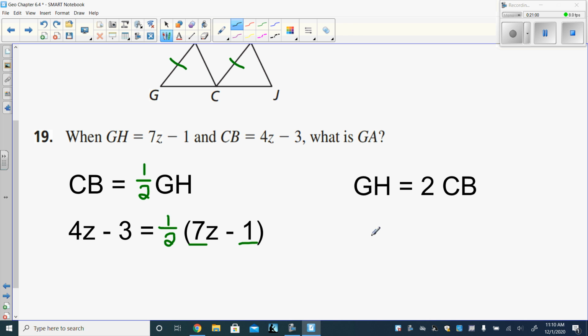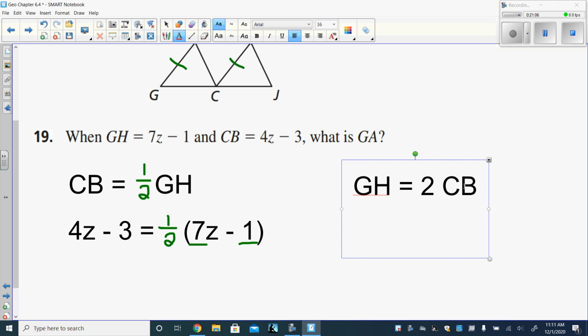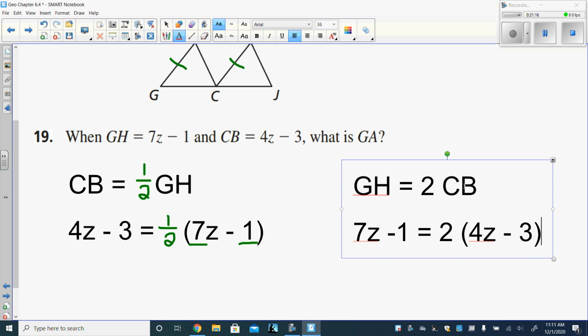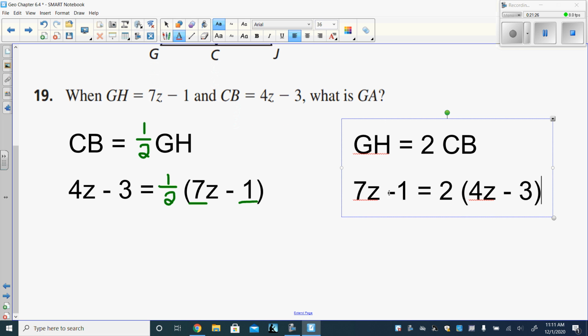Because if we look at this one here, GH, if I plug it in for this here, GH is our 7z minus 1 is equal to 2 times 4z minus 3. Now this one here is easier because we're multiplying by a whole number, not a fraction, so we don't have to worry about reducing or having things divide evenly. I'll come back to this first one. Let's do it this way here.